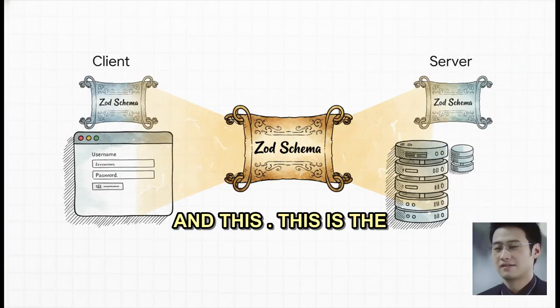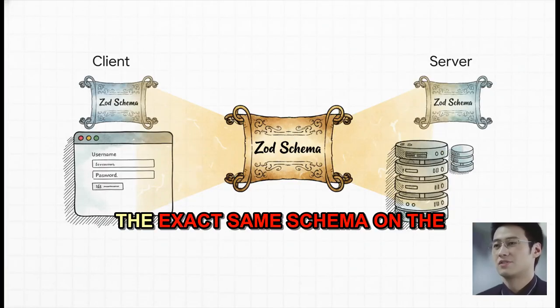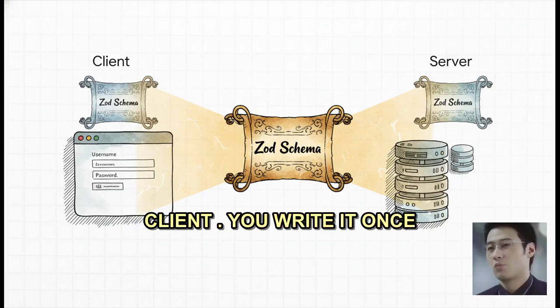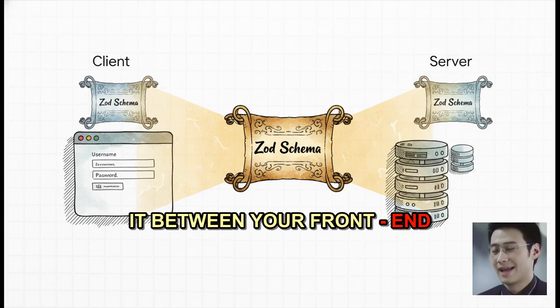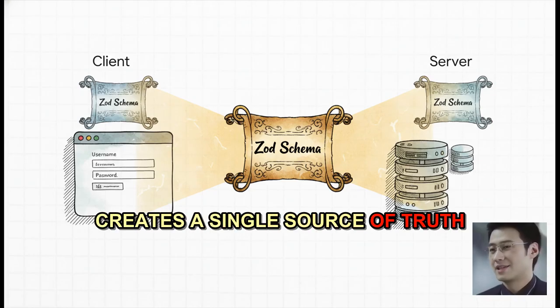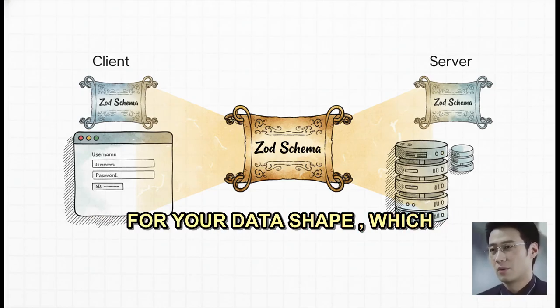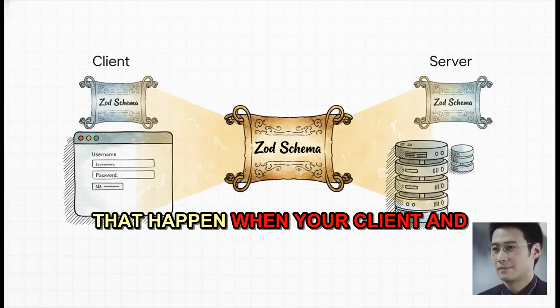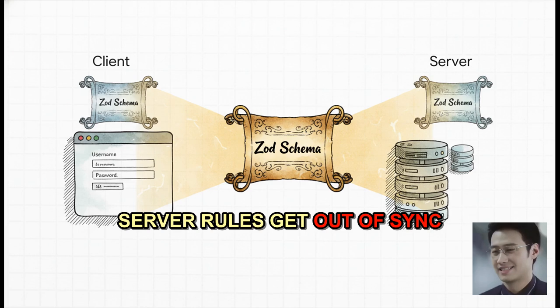And this is the real game changer. You use the exact same schema on the server that you used on the client. You write it once, and then you can share it between your front end and back end. This creates a single source of truth for your data shape, which gets rid of so much duplicated code and prevents those annoying bugs that happen when your client and server rules get out of sync.